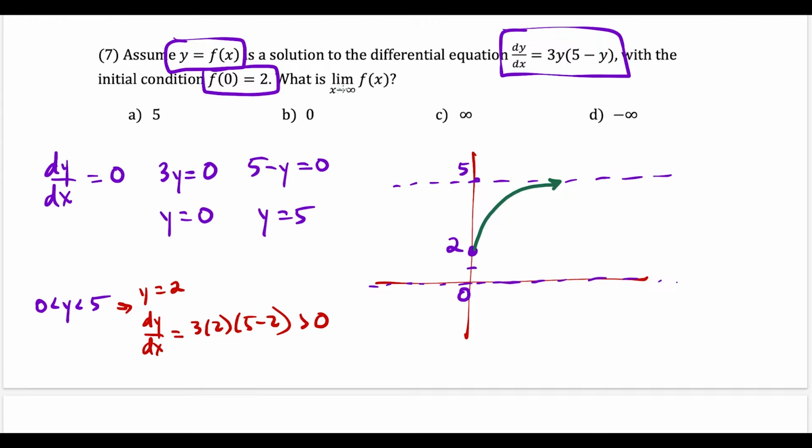So if we think about this, what is the limit as x approaches positive infinity for f of x? As we move all the way to the right, the y value is getting closer and closer to 5. So this is going to match up with choice A.